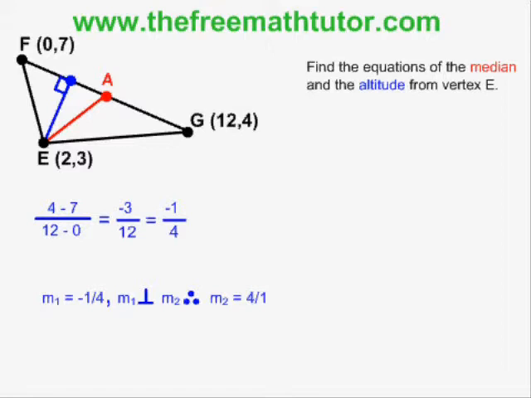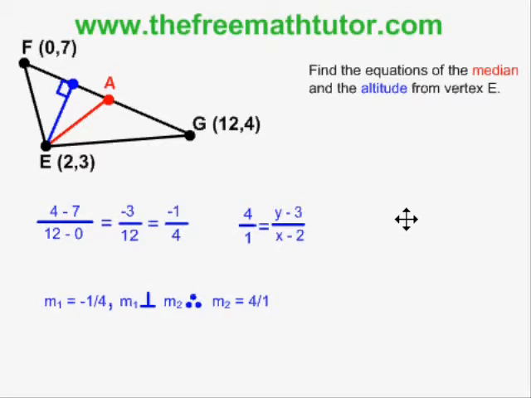The slope of the altitude from point E is 4, and can be expressed as a fraction as 4/1. Now I'm taking my slope 4/1, and I'm going to use it to derive the equation of the altitude. I make slope equal to y minus over x minus, and plug in one of the points I know is on the line. In this case, point E is the only point that I know is on the altitude, so I'm using the point 2, 3.